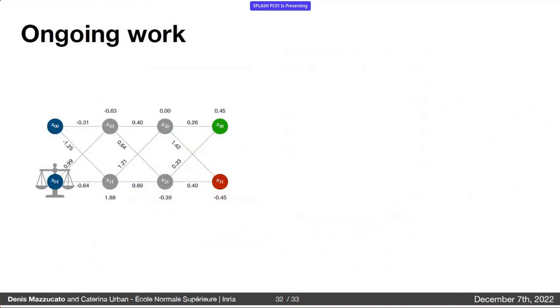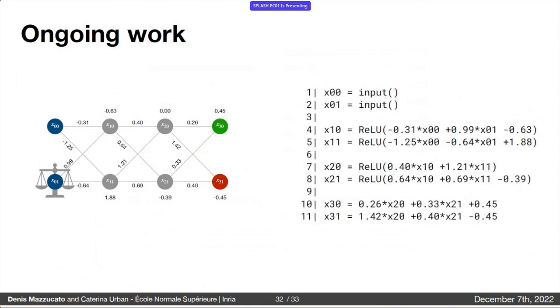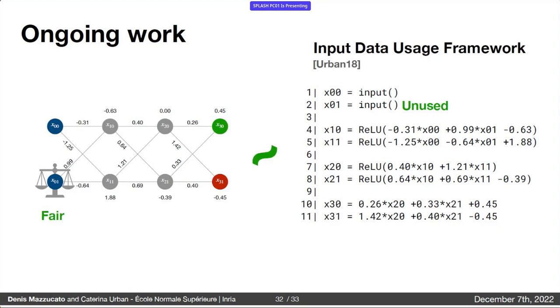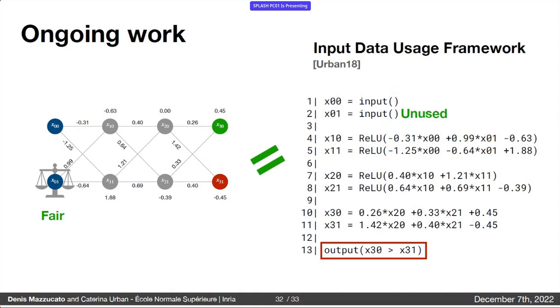So here there is the network I showed before, and there is an easy translation to, let's say, a Python-like syntax, which is this one. And here we can run canonical analyses we find in the literature. For example, if we run the input data usage framework, we see that there is some kind of relation, saying that X01 is unused, meaning that for the network X01 is fair. It's similar because I need to add the output of the classification, and in this case, the two analyses are equivalent.